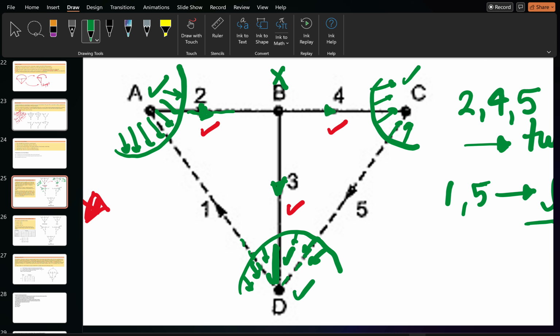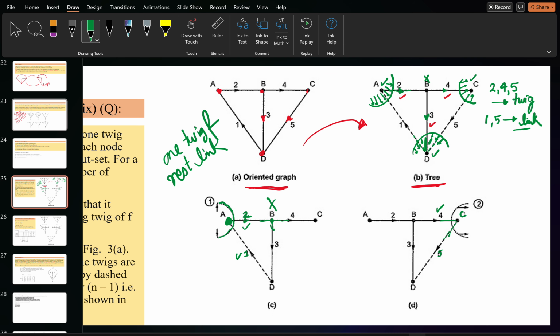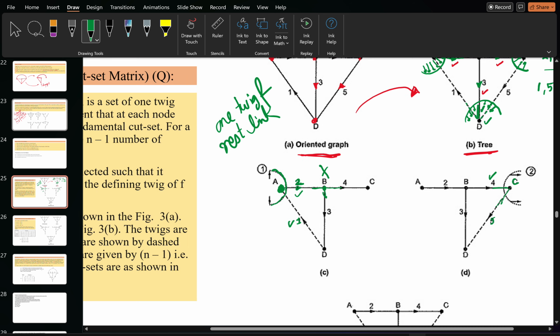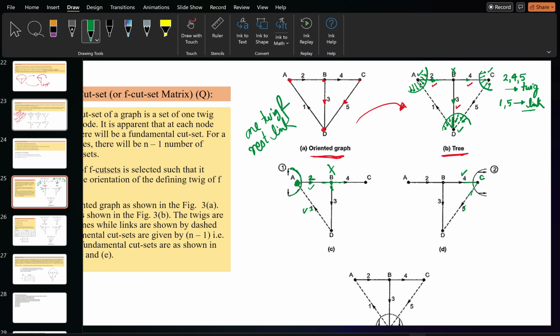So how to form a cut set? For a cut set, you have to take a graph, then form a tree, and at a particular node of that tree, check whether only one twig will be there and any number of links can be there. That is actually the basic definition of the cut set matrix. Okay, let me take an example.